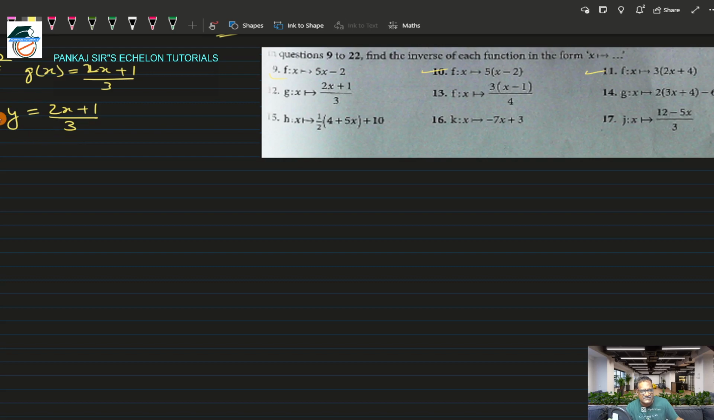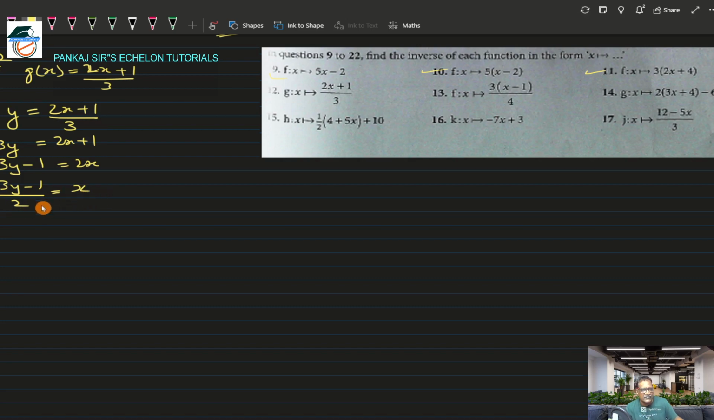So this 3 first I'll take here. So it will become 3y equal to 2x plus 1. Then 3y minus 1 equal to 2x. And then 3y minus 1 whole upon 2 will be equal to x. Right. So x is totally isolated, or you have made x the subject.